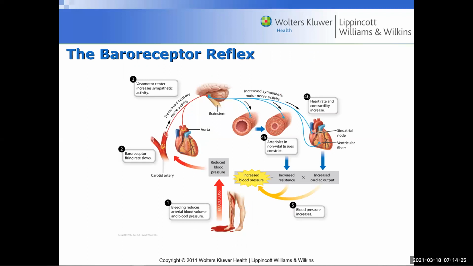All right, so this is what is referred to here as the baroreceptor reflex. Now, when you do have a significant amount of blood loss from some type of trauma, what you have happening is, of course, bleeding with a loss of volume, which reduces the blood volume and the blood pressure. Now, the baroreceptors, or the pressure receptors, the firing rate of these pressure receptors slows in response to the decreased blood volume. Now, the vasomotor center within the brain itself increases the sympathetic activity.